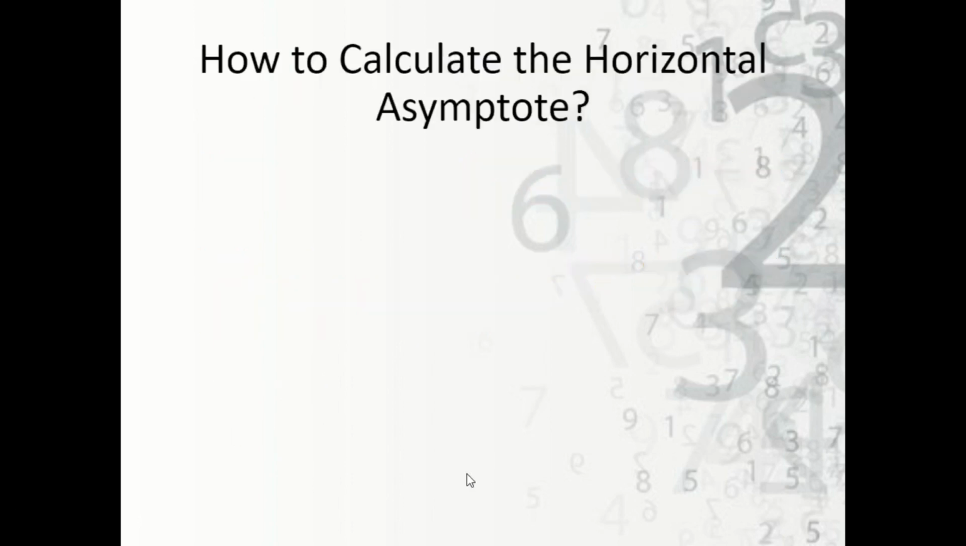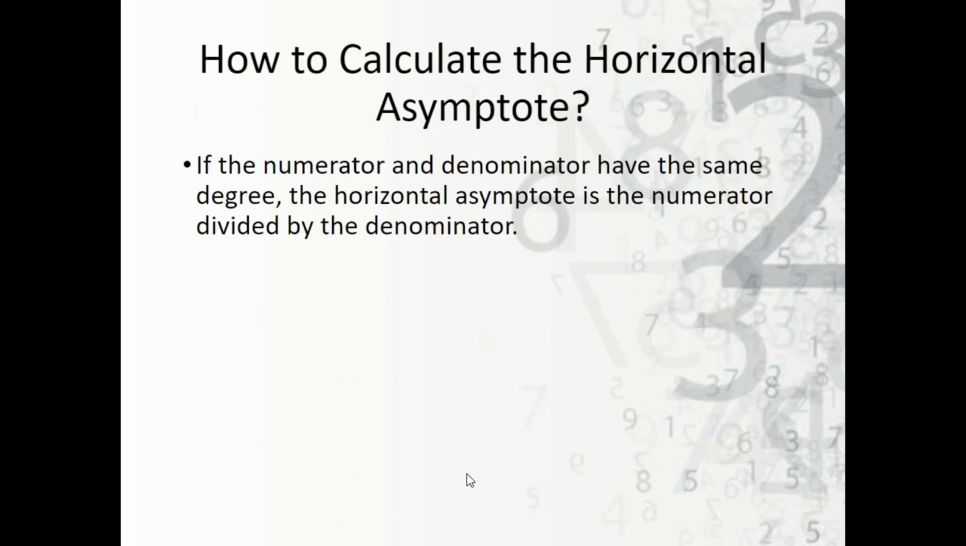So how do we find the horizontal asymptote? If the numerator and denominator have the same degree, the horizontal asymptote is the numerator's lead coefficient divided by the denominator's. So for instance, 3x plus 1 over x minus 2. So we take the lead coefficients, 3 over 1 equals 3. So we're going to have a horizontal asymptote at y equals 3.